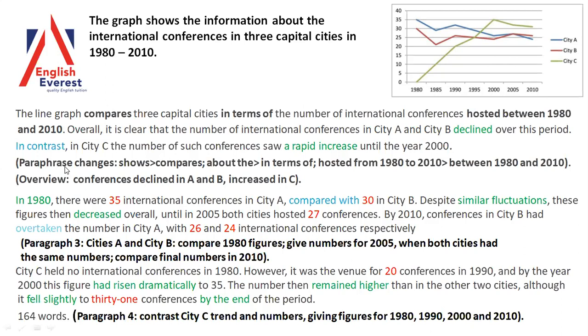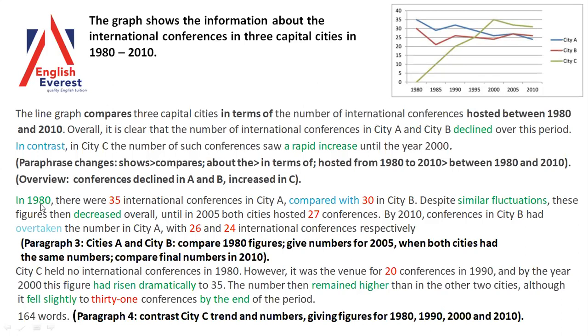So, paraphrase changes. In these essays, I've added certain things that show you different information. Paraphrase changes: shows to compares, about the changes to in terms of, hosted from to becomes hosted between and. Overview: conferences declined in A and B, increased in C. So that's a very clear title, paraphrase and overview. Now we have the data.